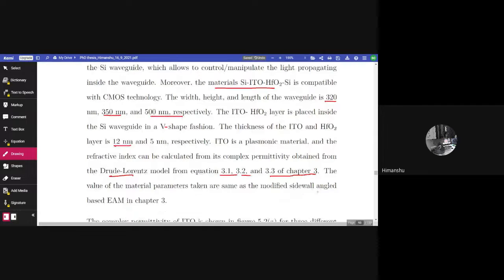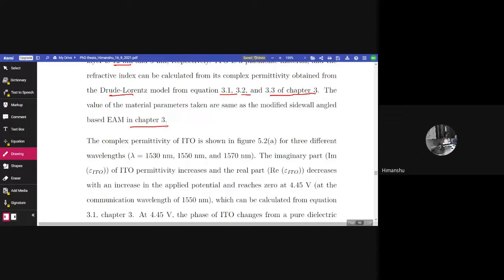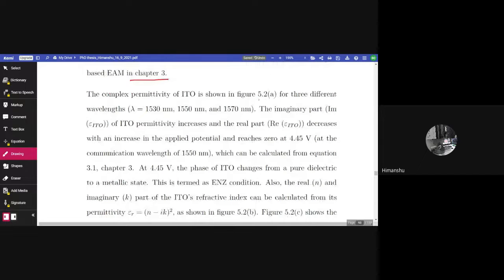The value of material parameters taken are the same as the modified sidewall angle base EM in chapter 3. The complex permittivity of ITO is shown in figure 5.2a for different wavelengths: 1530 nanometer, 1550 nanometer, and 1570 nanometer.